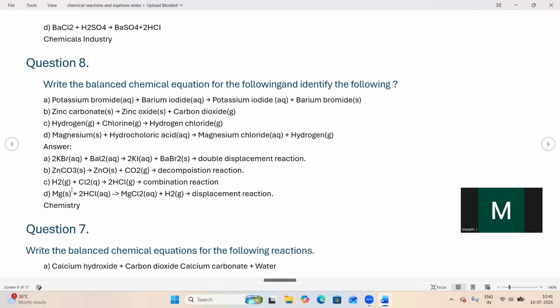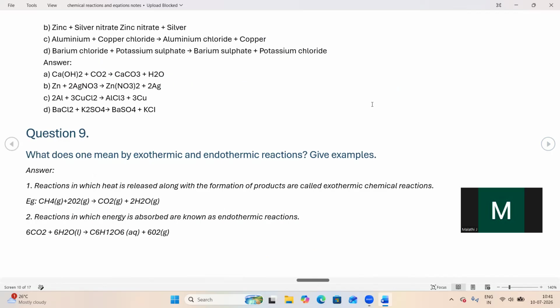If you take hydrogen and chlorine, you will get hydrogen chloride. It is a combination: two or more reactants combine to form a single product, that is a combination reaction. Next, magnesium reacts with HCl and you get magnesium chloride plus H2 gas, that is, magnesium replaces hydrogen here, that is a displacement reaction. Then the same thing. Write the balanced chemical equations for the following reaction. They give calcium hydroxide plus CO2 gives rise to calcium carbonate and H2O.